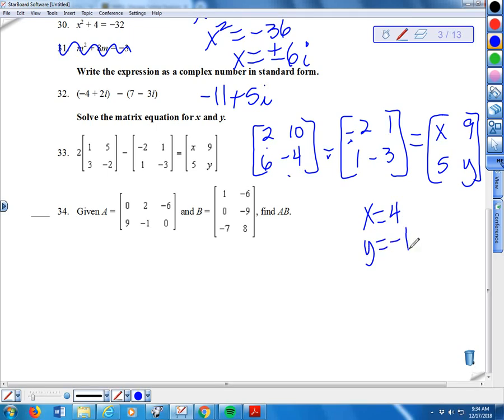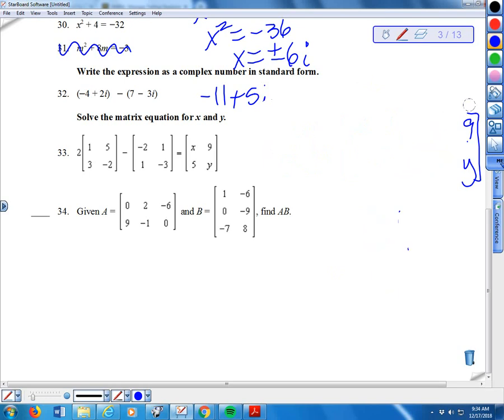Negative 4 plus 3 is negative 1. Right? Negative times a negative is a positive. 10 times 10 minus 1 is 9. And 6 minus 1 is 5. But I just needed to solve for x and y. Look at you go.